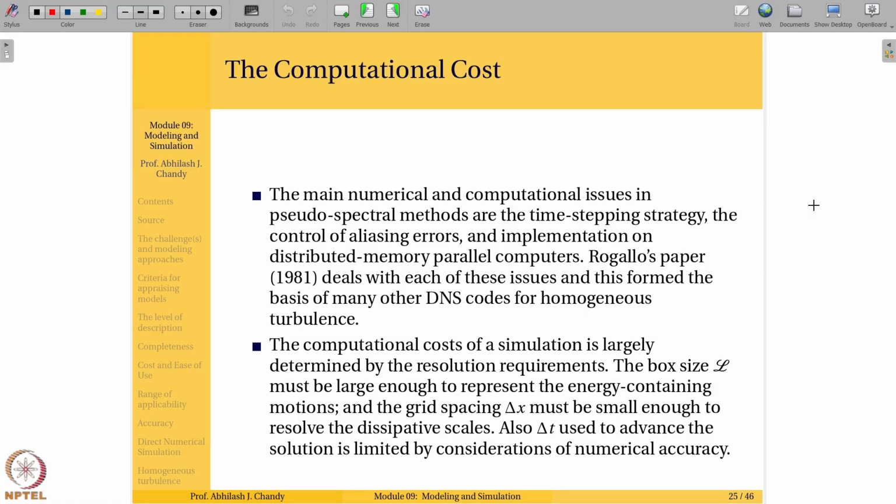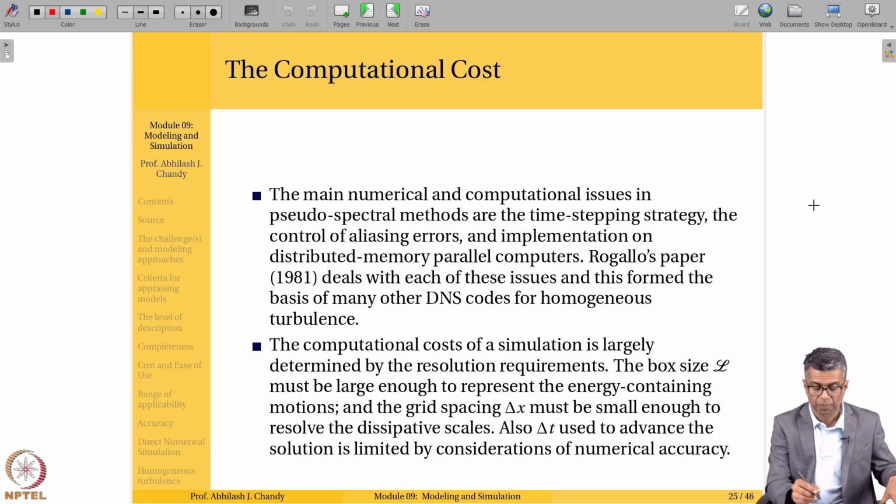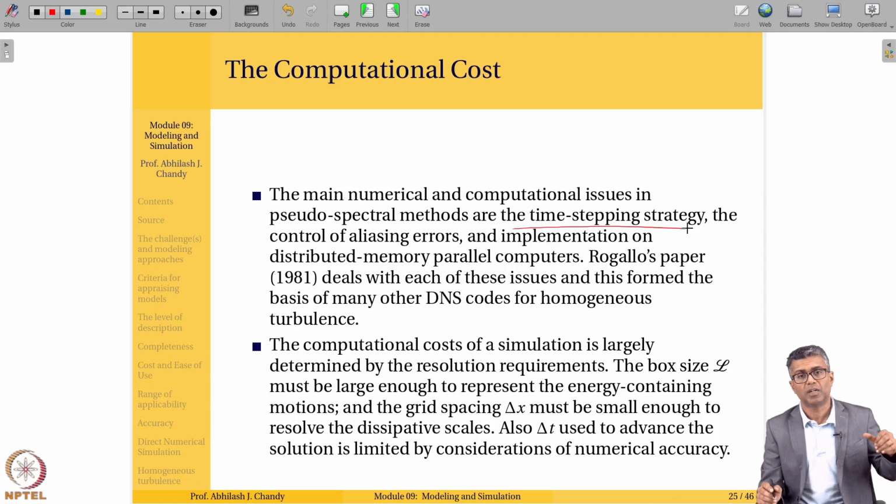So this part of the section where we talk about the computational cost, we had discussed this last class where we said the main numerical and computational issues have to do with the time stepping strategy, control of aliasing errors, and the implementation of distributed memory parallel computers. And Rogallo's paper in 1981 provides a detailed description of all of these issues, including the formulation and strategies and all that.